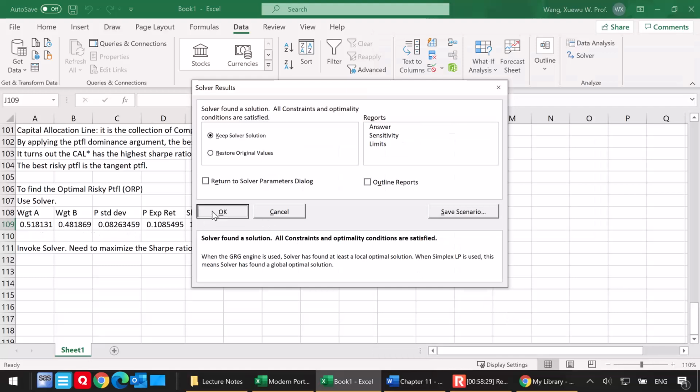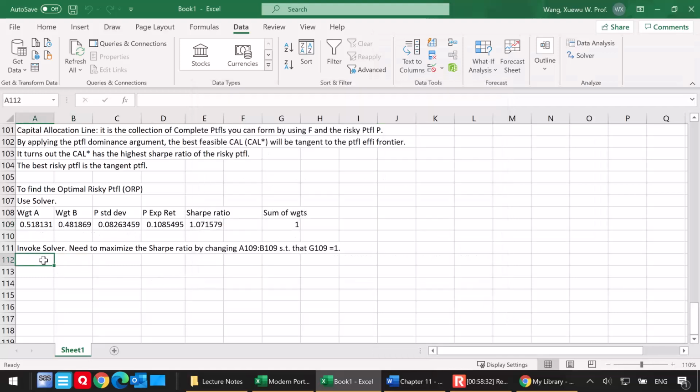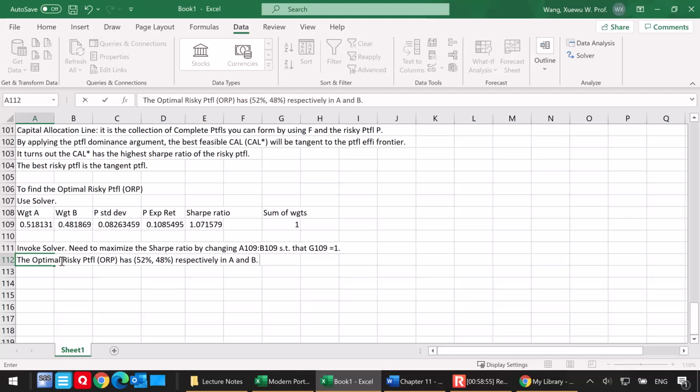So click solve. Solver says I found a solution here. If you want to have the best pick, you're going to put about 52% and 48% respectively in A and B. So the optimal risky portfolio, let me call this ORP, has 52% and 48% respectively in A and B. And the ORP has an expected return of 10.85 and a standard deviation of 8.26.